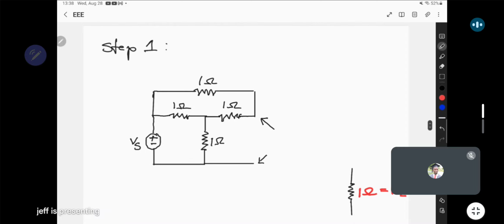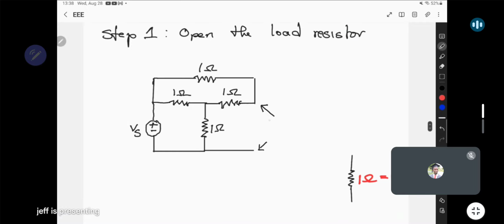So step 1, we're going to open the load resistor. By opening, of course, just remove it from the circuit. So we've removed that 1 ohm resistor. Now, once it has been removed, find the open circuit voltage. So it's basically the voltage that was going to connect where the load resistor was. That open circuit voltage will be the one that is equivalent to the V Thevenin.